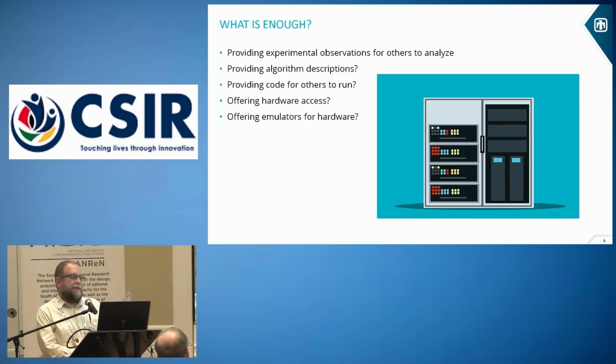So the question then we have to ask is, how do we actually support this kind of infrastructure from a publishing standpoint so that people actually have the opportunity? And these are some of the things that you could look at and say, well, are these things enough? And experimental observations for others to analyze, that's for things like bio, where you're trying to just look at how things are growing over time. That's something you would do.